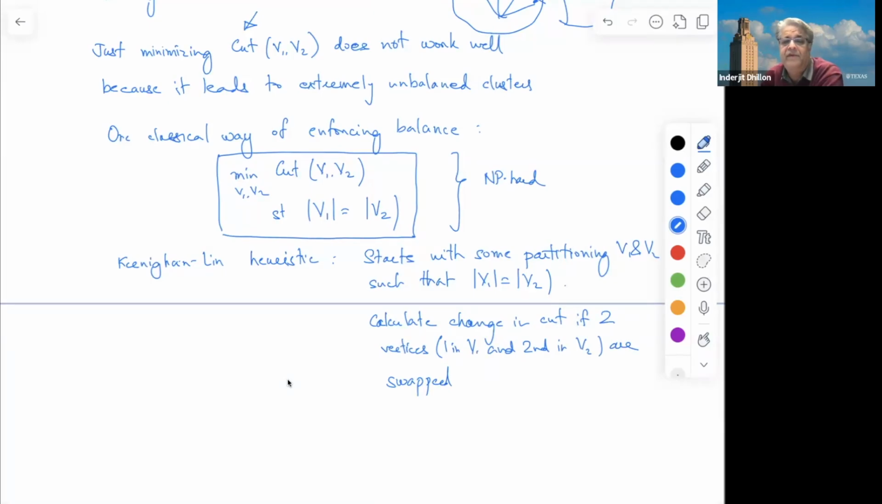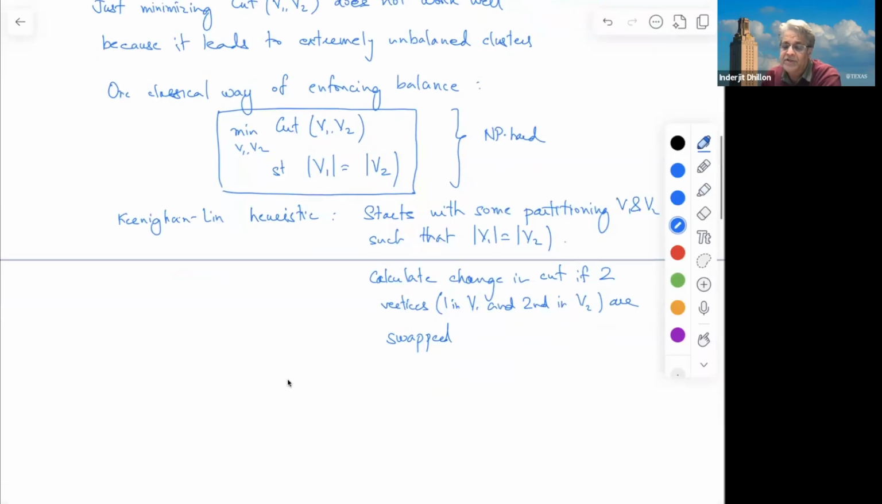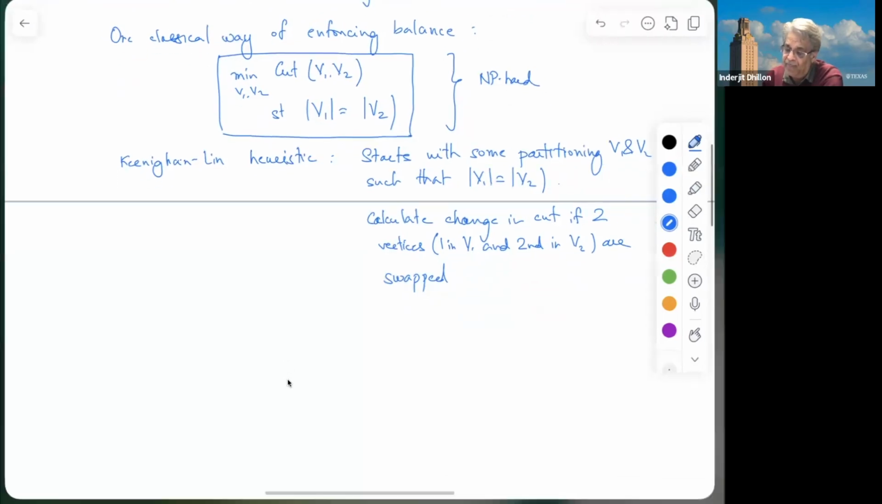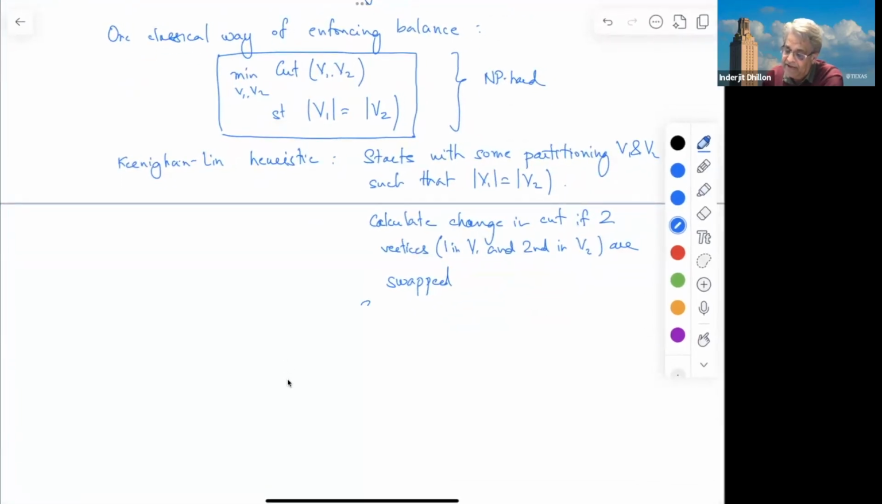Clearly, by swapping the vertices, I will not change the balance, because I started with the balanced partitioning. If I'm swapping vertices, I'll still maintain that the two vertex sets are equal in size. This now becomes a local search method, because unless it is a local minimum, you will always have two vertices where, if you swap, you will decrease the cut. So the algorithm goes ahead and swaps the vertices.